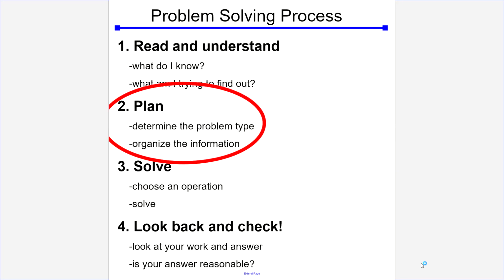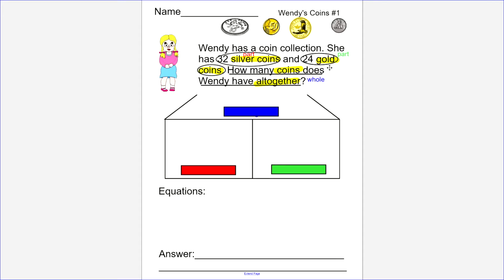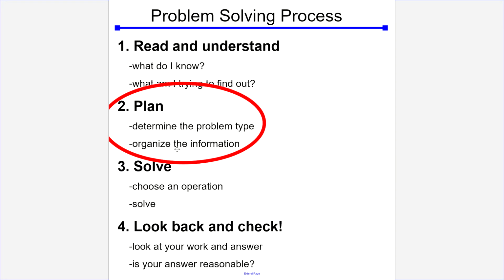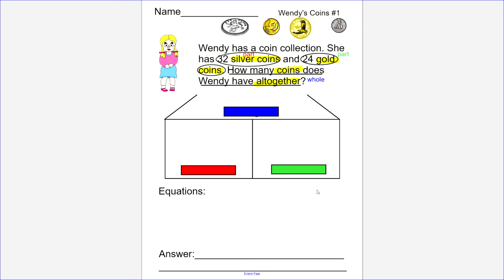Now that we've really thought carefully about our problem, we're ready to plan how we're going to solve it. Normally, we would need to determine the problem type. We already know today that this is a put-together problem. And because there were gold coins and silver coins, and we're putting the coins together, it's easy to see that this is a put-together problem. Now we're ready to organize our information using a bar diagram. We're going to start by labeling both parts and the whole with words.